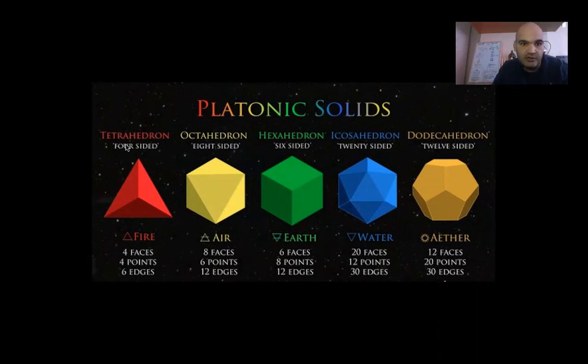So the tetrahedron is 4-sided, the octahedron is 8-sided, the hexahedron is 6-sided, the icosahedron is 20-sided, and the dodecahedron is 12-sided. The tetrahedron corresponds with the fire element, the octahedron corresponds with air, hexahedron corresponds with earth, icosahedron corresponds with water, and dodecahedron corresponds, like I said, with the ether. And these are Greek words: tetra meaning 4, octa meaning 8, hexa meaning 6, icosa meaning 20, and dodeca meaning 12.